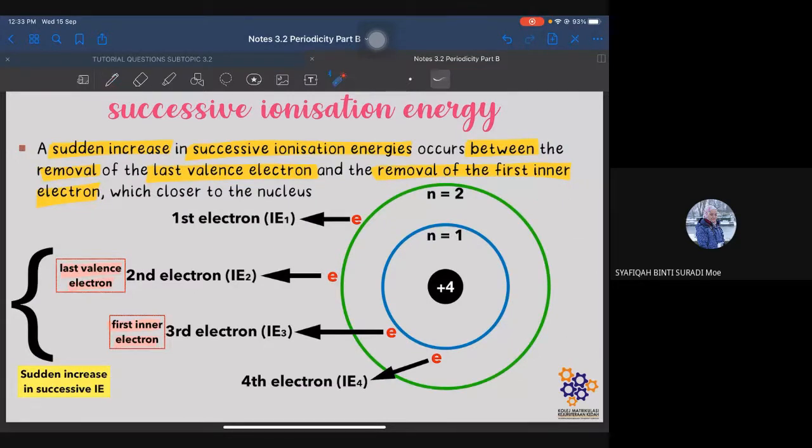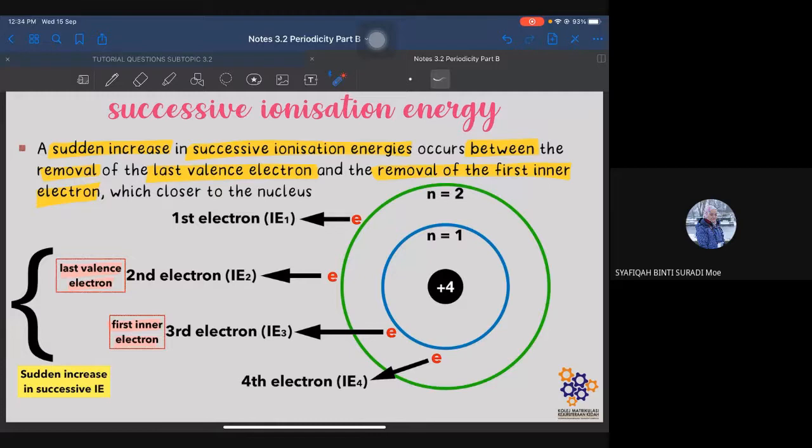So, a sudden increase in successive IE occurs between the removal of the last valence electron and the removal of the first inner electron, which is closer to the nucleus. Okay, maksudnya, bila kita remove the last valence electron, then kita nak remove the first inner electron, dekat situlah ada sudden increase. Okay, maksudnya bila kita nak remove first inner electron ni, tiba-tiba dia perlukan banyak energy. So inner electron kan, dia punya attraction between the nucleus dengan electron lagi kuat. Okay, sebab tu ada sudden increase.